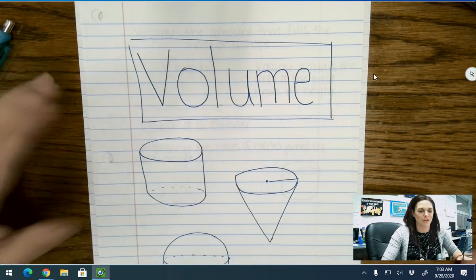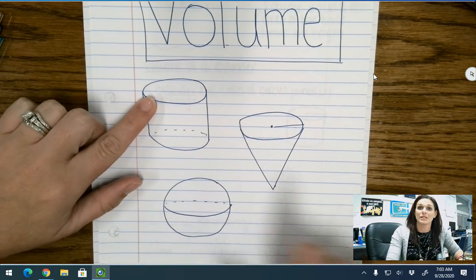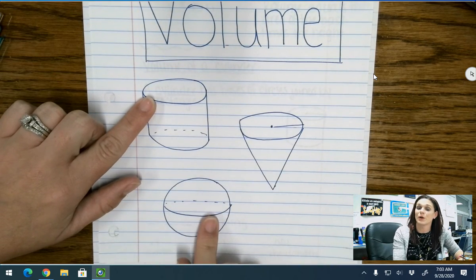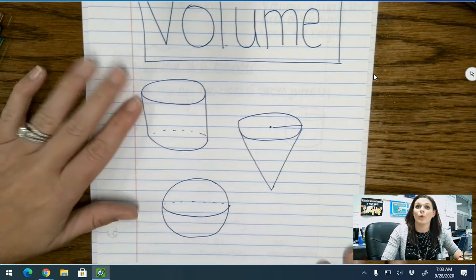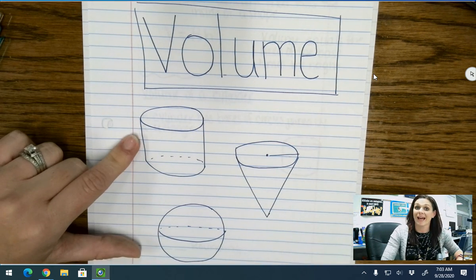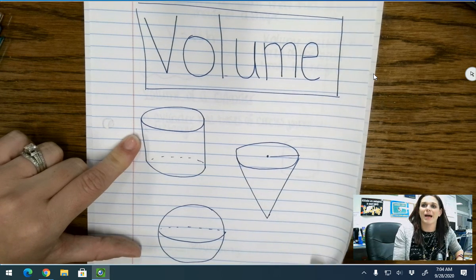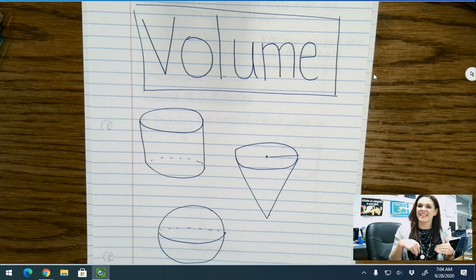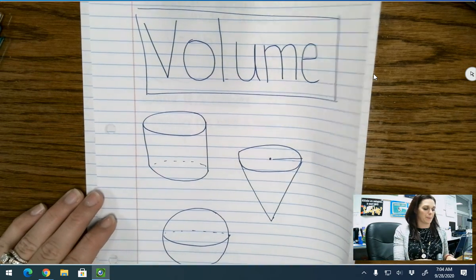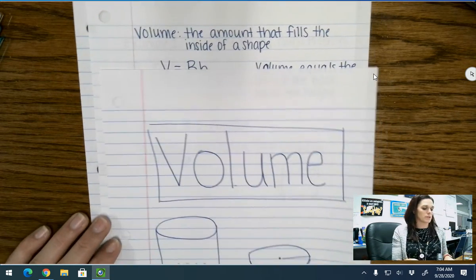Now you don't have to draw these three shapes, but I do want you to notice that these are the three shapes that we're going to be focusing in on: cylinder, cone, and sphere. In this video, we are specifically going to be taking a look at the cylinder and talking about its characteristics and how to find the volume, so how to find the inside of the shape. Go ahead and grab your notes and let's take a look.